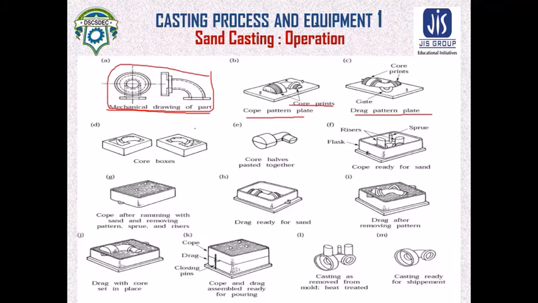Now with these two patterns we have to first make the core, because the part has a hollow cavity. So for making a core, we need to make a core box first. From the core box we make the core halves and put them together. And after the core is ready, what do we do? We ready the cope for the sand.